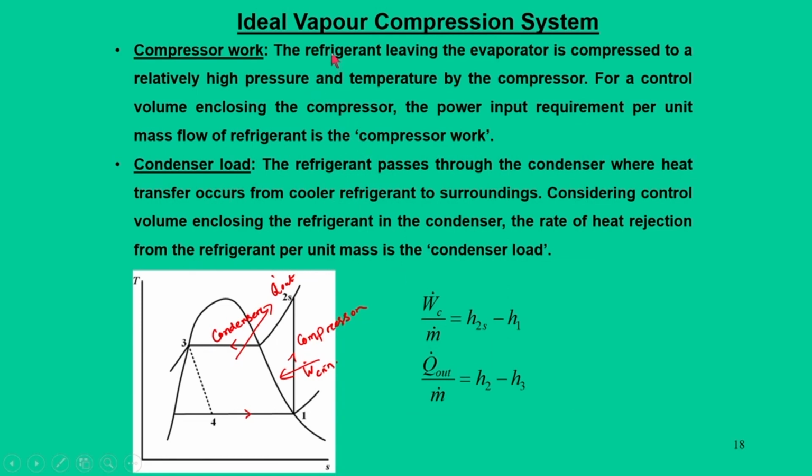The compressor work is as follows: the refrigerant leaving the evaporator is compressed to a relatively high pressure and temperature in the compressor. For a control volume enclosing the compressor, the power input requirement per unit mass flow of refrigerant is known as the compressor work. Similarly, for the condenser load, when the refrigerant passes through a condenser, heat transfer occurs from the refrigerant to the surroundings. Considering the control volume enclosing the refrigerant in the condenser, the rate of heat rejection from the refrigerant per unit mass is known as the condenser load.